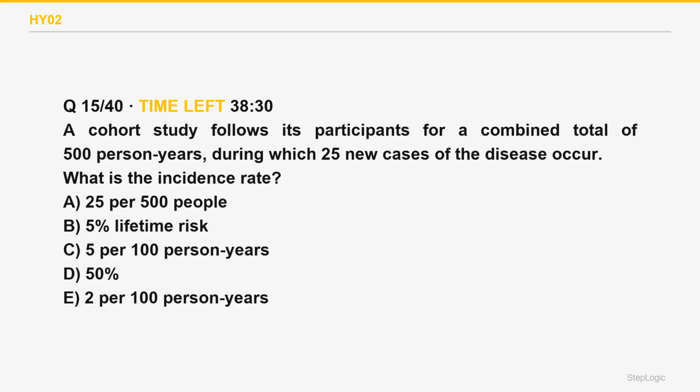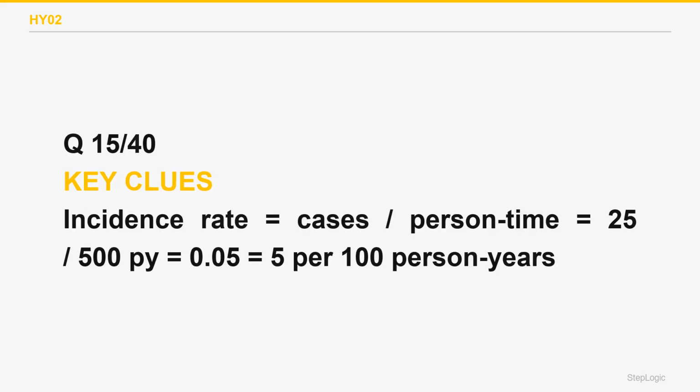What is the incidence rate? A cohort study follows its participants for a combined total of 500 person years, during which 25 new cases of the disease occur. Read the command: incidence rate, new cases divided by total person time.